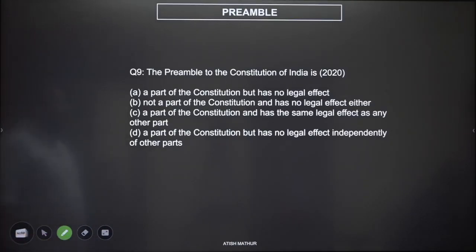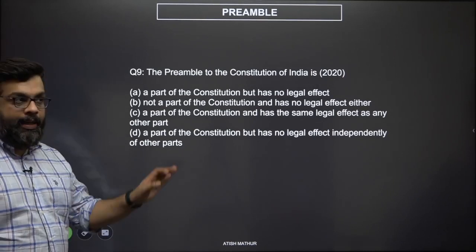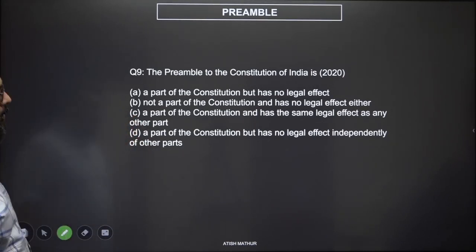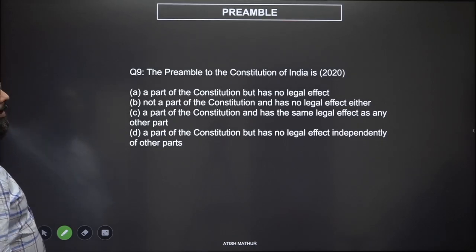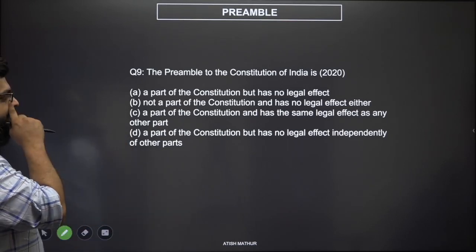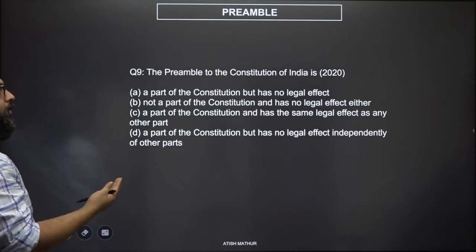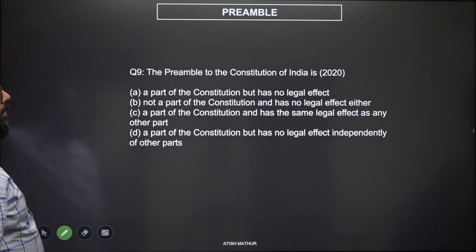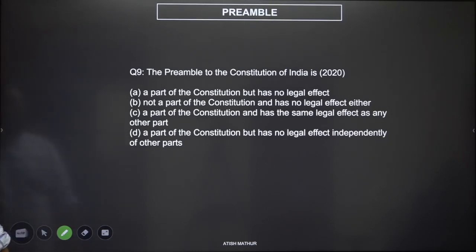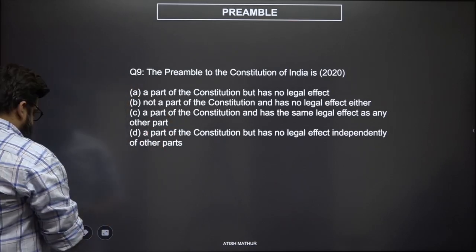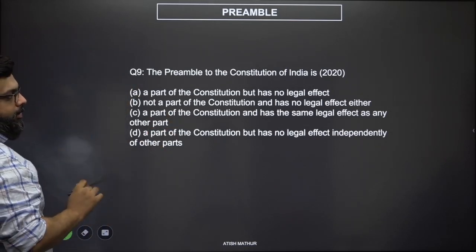The preamble to the Constitution of India is, again, people sort of got this question wrong: a part of the Constitution but has no legal effect, not a part of the Constitution and has no legal effect either, a part of the Constitution and has the same legal effect as any other part, a part of the Constitution but has no legal effect independently of any other part. All right. What we definitely know is that the preamble is a part of the Constitution.